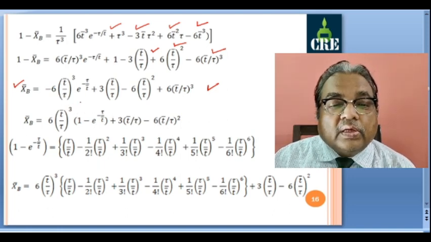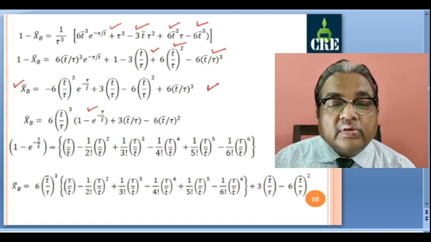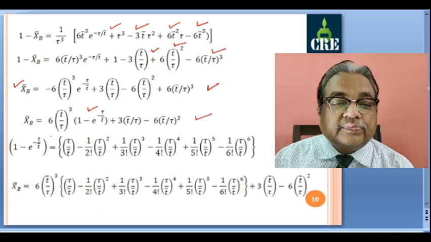here if you look at this term, 6 t bar by tau whole cube, and 6 t bar by tau whole cube. If I take this common, this is plus 1 minus e raised to minus t by tau. So for the first and last term I can write this by taking this term common, plus 3 t bar by tau minus 6 t bar by tau whole square. So I get this simplified expression.